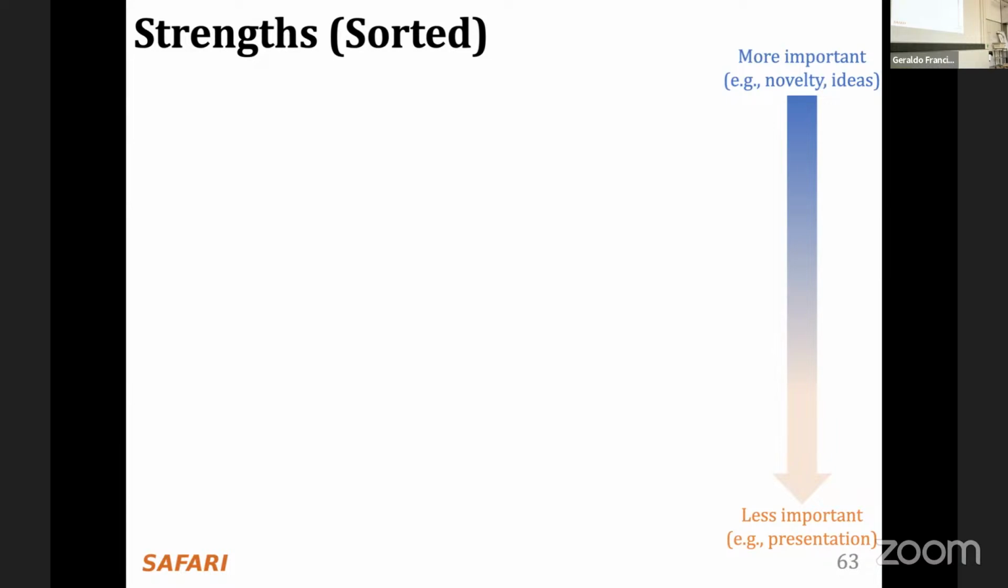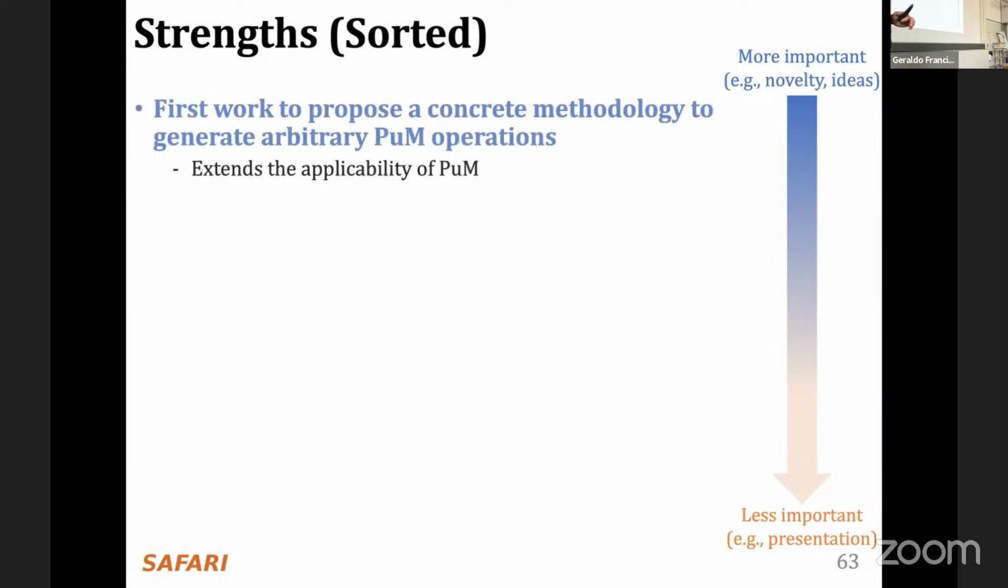We can always improve evaluation, we can always improve presentation, we can always improve design. But generating the initial idea is really critical. So try to sort that list in that particular order, from the novelty down to the presentation.